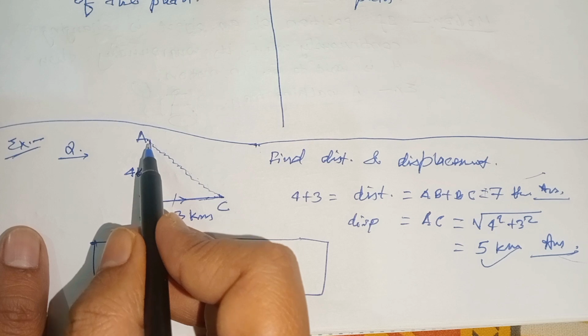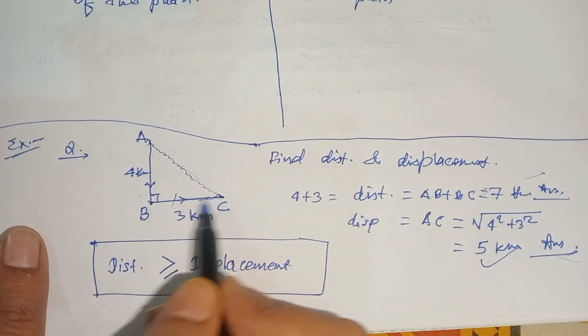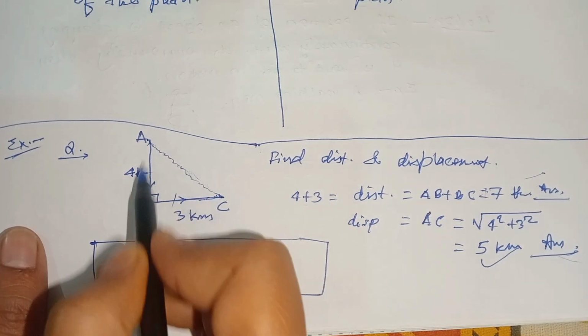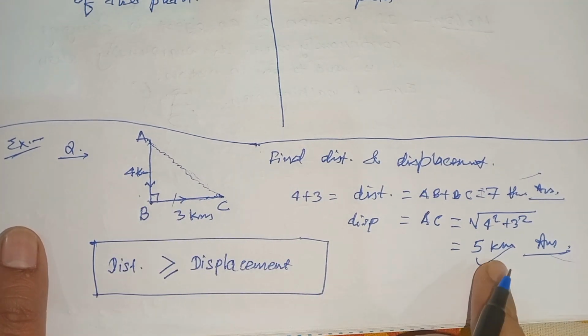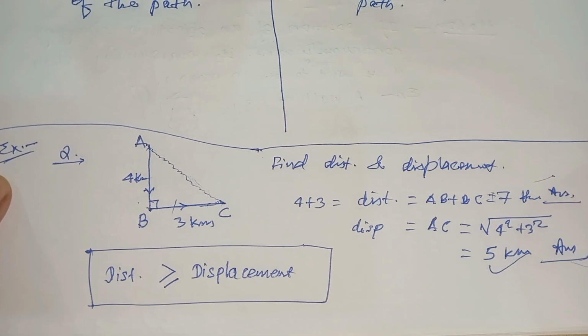And in the sense of displacement, we saw the shortest route from A to C. What is the shortest route? A straight line is the shortest route. So we calculated the shortest route, a straight line. This is the hypotenuse of this triangle. According to Pythagoras theorem, we got the answer. This is a major point of difference.